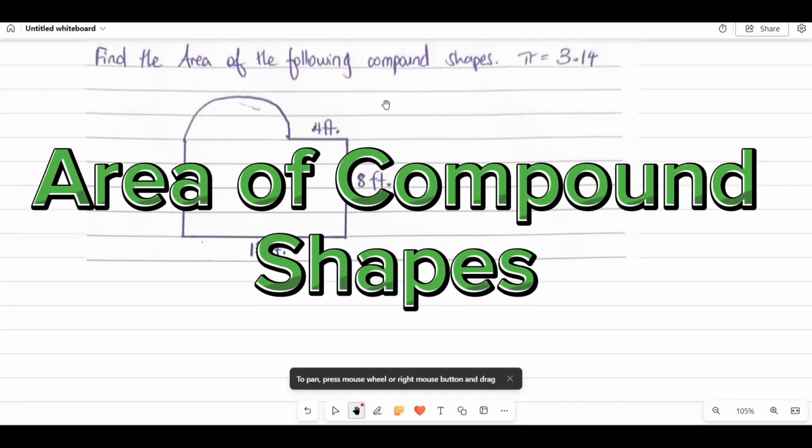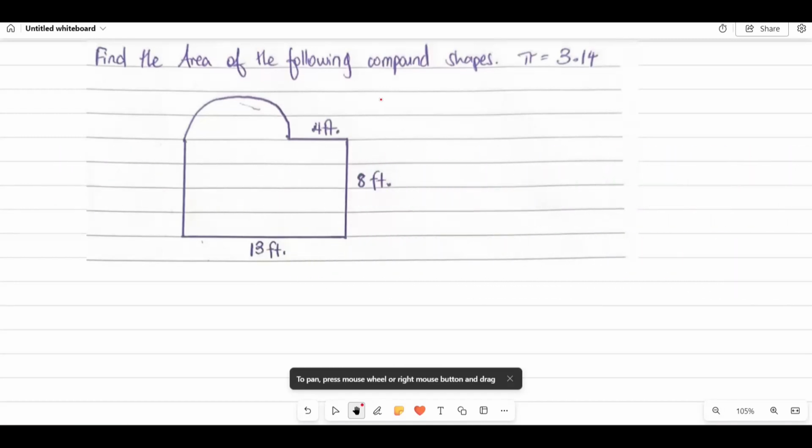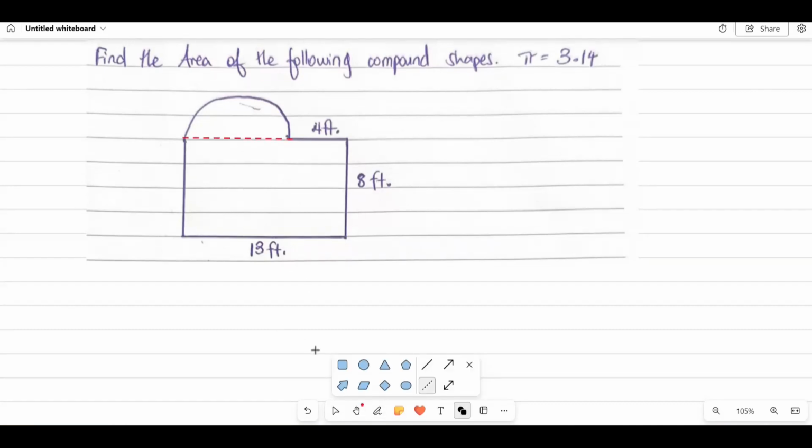So in this video, what I want to do is look at finding the area of compound shapes. Basically, whenever we have a compound shape, we want to split it up into as many regular shapes that we know as possible. For example, a semicircle and a big rectangle is what I could get when I do that one split.